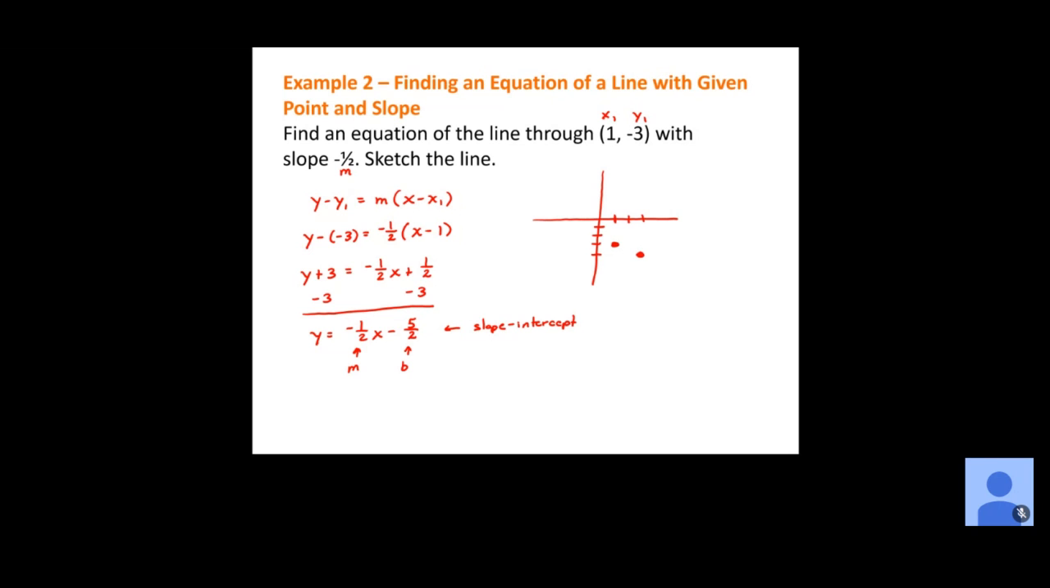And once you have 2 points, that's enough to graph a line. If you want to do another point just to be safe, you can do that. But from here, I'm going to sketch my line going through those 2 points. And so we get something that looks like this right here. Notice our graph is decreasing from left to right, and that goes back to that negative slope, -1/2. And it does have to pass through the point 1, -3 here.